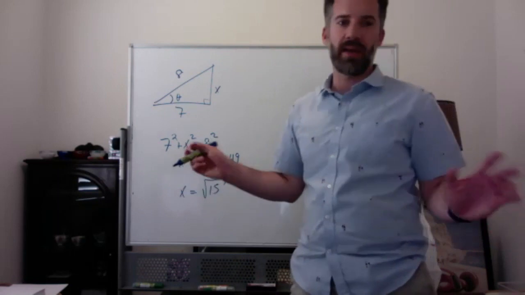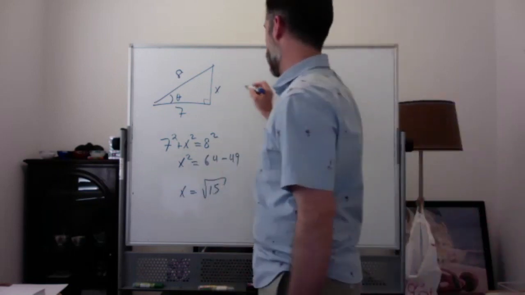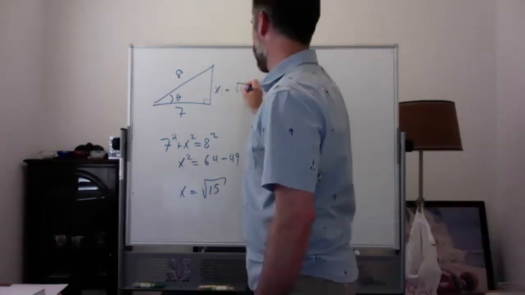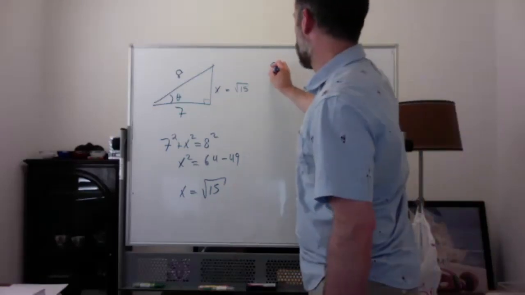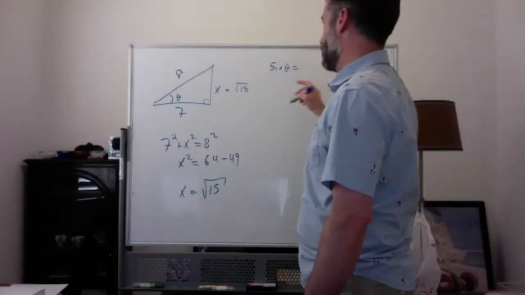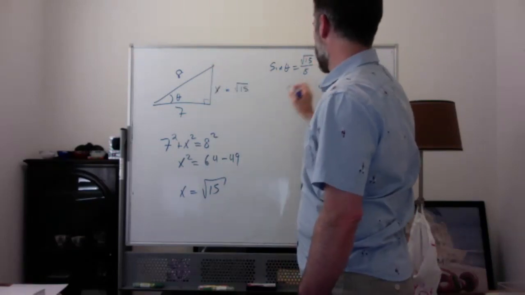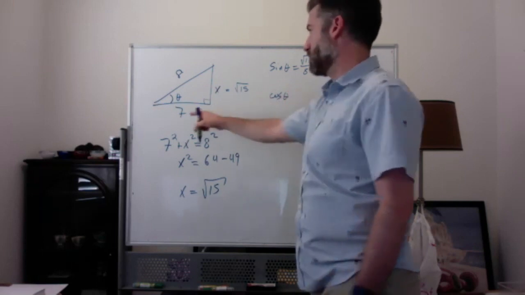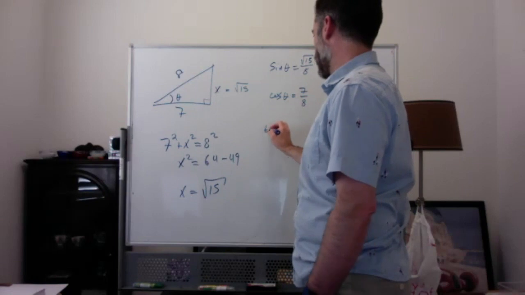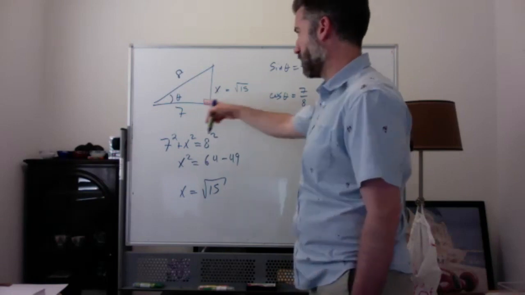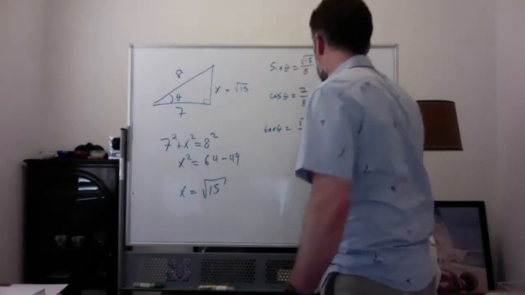This problem doesn't mention anything about quadrants, so we're just supposed to assume that this side is a positive length. This is the square root of 15. Then we're just going to write down the 6 trig functions. Sine of theta is opposite over hypotenuse, square root of 15 over 8. Cosine of theta is adjacent over hypotenuse, which is 7 over 8. Tangent of theta is opposite over adjacent, which is the square root of 15 over 7.